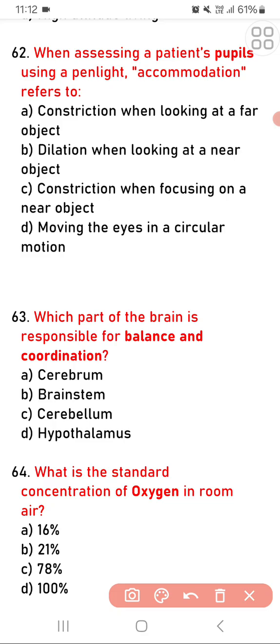When assessing a patient's pupils using a pen light, accommodation refers to constriction when focusing on a near object. Which part of the brain is responsible for balance and coordination? Cerebellum. What is the standard concentration of oxygen in room air? 21%.